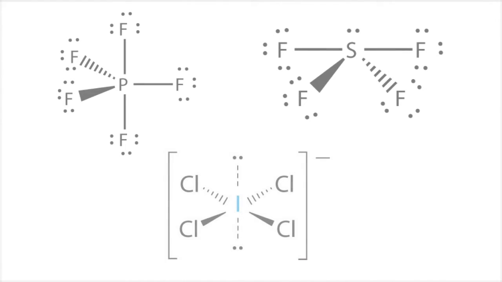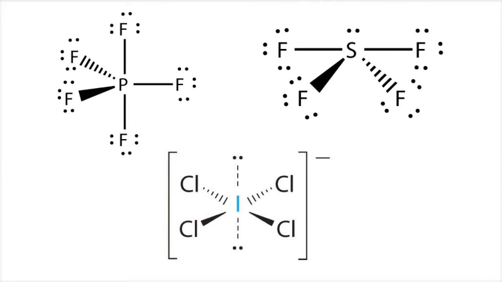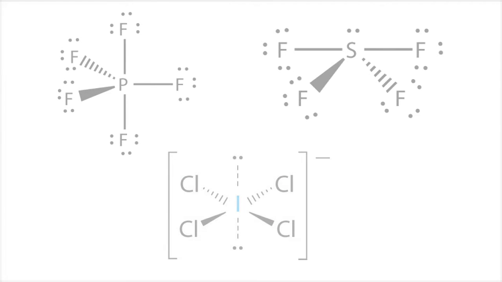Finally, the largest class of exceptions remains with the hypervalent molecules, or species that have an octet with more than 8 valence electrons. Examples of these include PF5, SF4, and ICl4 negative. These are consistent when using atoms from periods 3 and below.